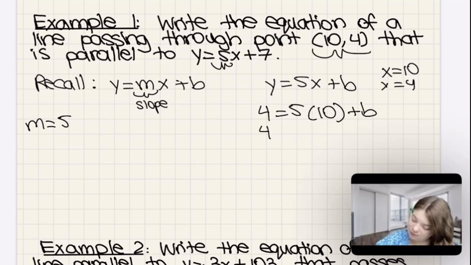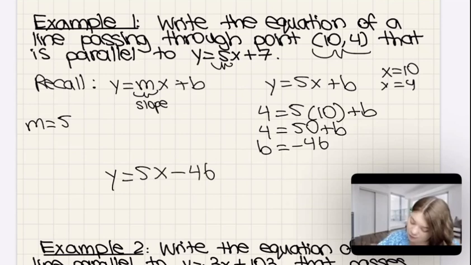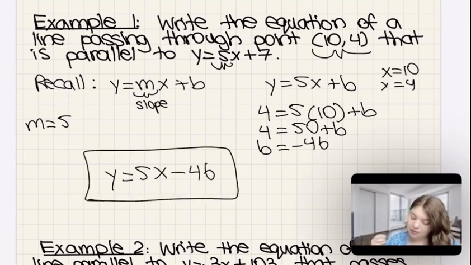That means 4 is equal to 50 plus b. If we subtract 50 from both sides, we get that b is equal to negative 46. So therefore, the equation for our line is y equals 5x minus 46. So this time I've plugged in both the slope of 5 that we got from the other equation, and also negative 46, which we got by solving for the b value.